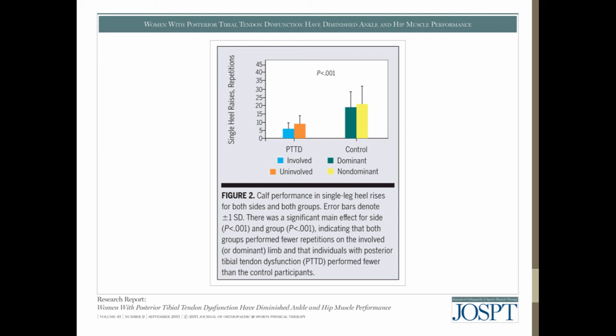So we're looking at the number of single heel raises that the individuals were able to do on both sides for both groups, and you can see there was a significant effect for side and group, indicating that both groups performed fewer repetitions on the involved or non-dominant limb, and that individuals with posterior tibial tendon dysfunction perform fewer than the controls. So you can see a difference from side to side, whether the individual had PTTD or they were healthy, and then certainly controls were able to do more.